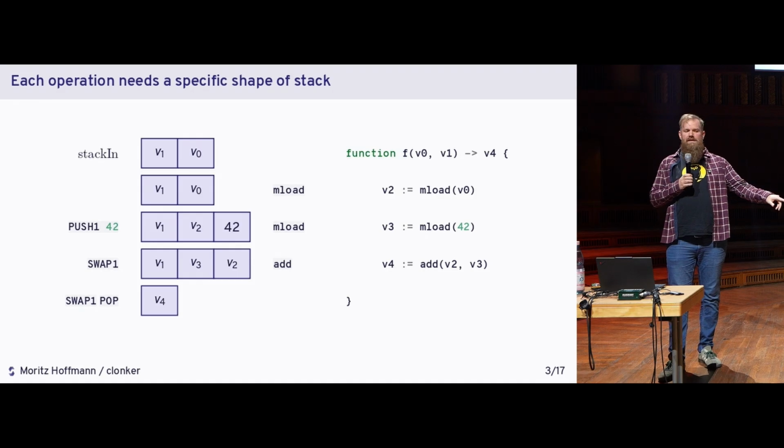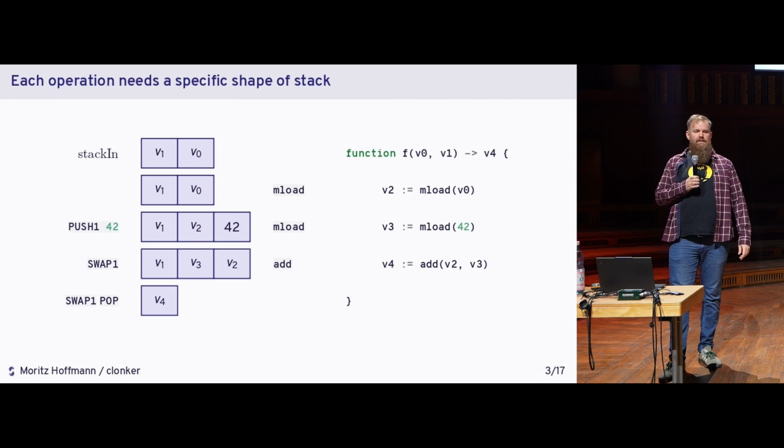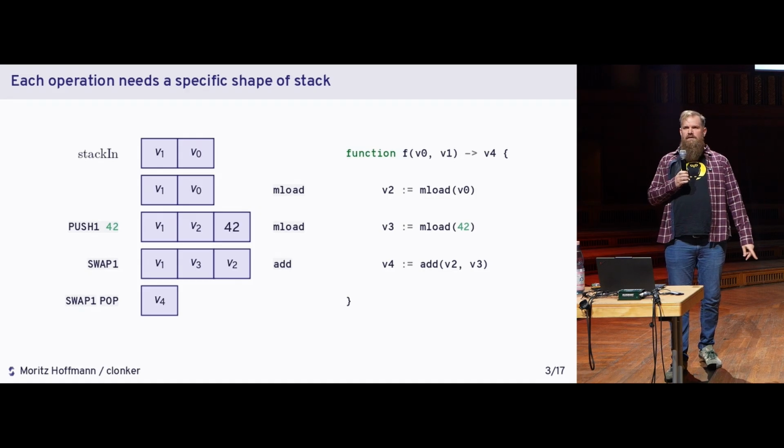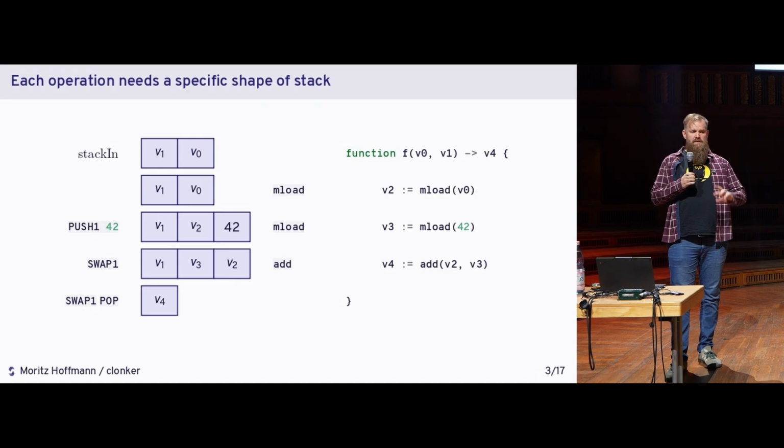So we will have on the left-hand side the preparation of that operation that we want to execute, which is going to be a push of the constant 42. Then the stack state is going to be v1 at the very bottom. Then we have the v2, which is the thing that was loaded previously, and the 42 that we just pushed. Then we can execute the second mload. Then the 42 is going to be replaced by a v3 symbolically. We swap them around for an add that we execute afterwards. And then in the end, we want to return v4.